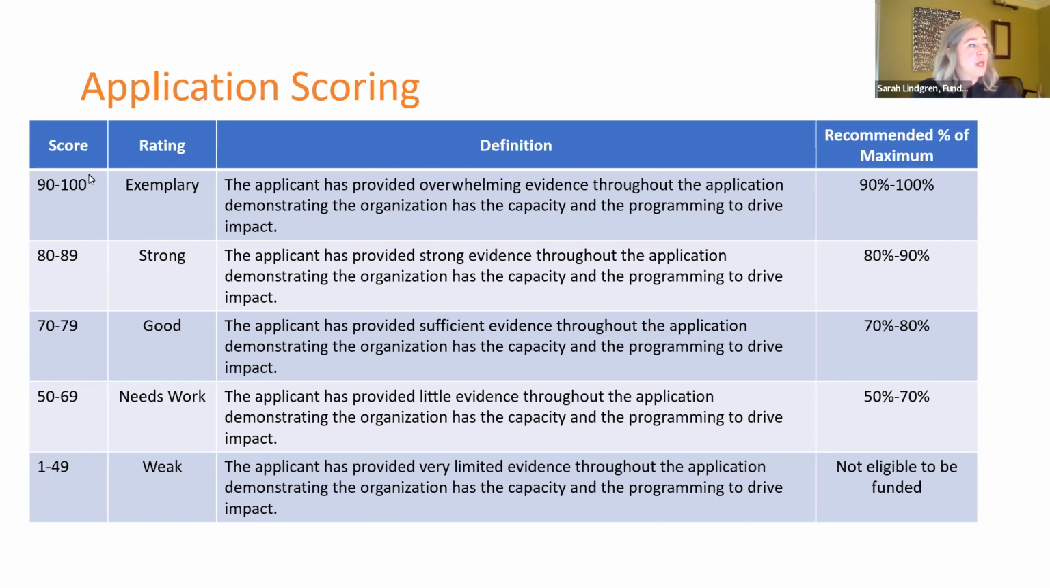So how many points you get on the application is associated with a rating. This is how the rating is defined. For example, 80 to 89 points out of 100 points has a strong rating. The applicant has provided strong evidence throughout the application, demonstrating the organization has the capacity and programming to drive impact. And then this score leads to a recommendation for the grant award.